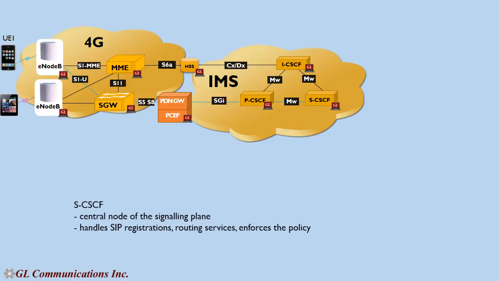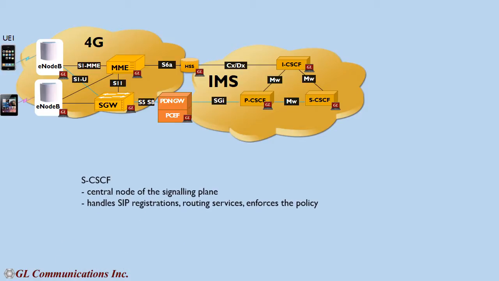Serving CSCF or the S-CSCF. This is a central node of the signaling plane. It is always located in the home network. It uses Diameter Cx and Dx interfaces to the HSS to download user profiles and upload user to S-CSCF associations. It handles SIP registrations, which allows it to bind the user location and the SIP address.